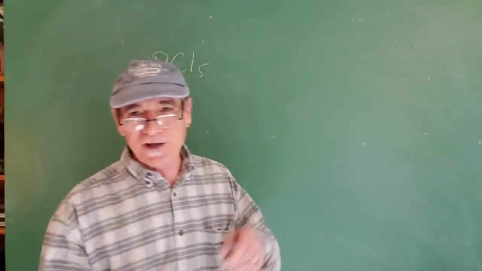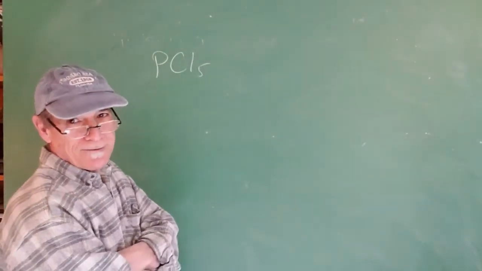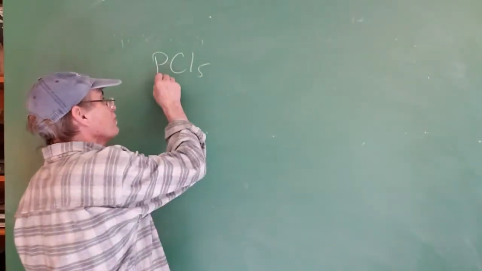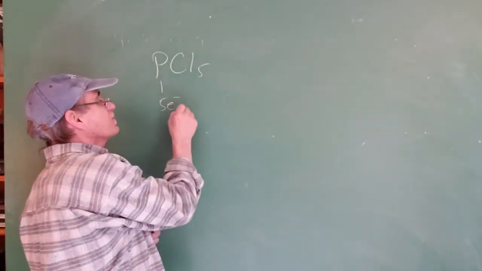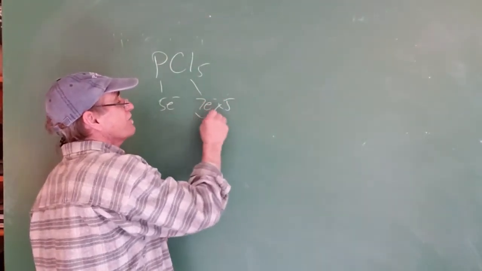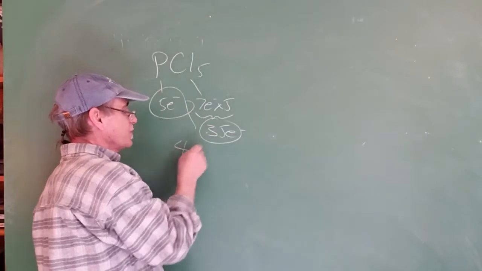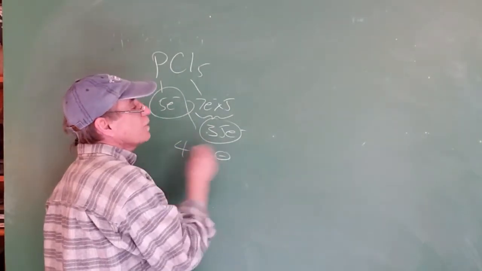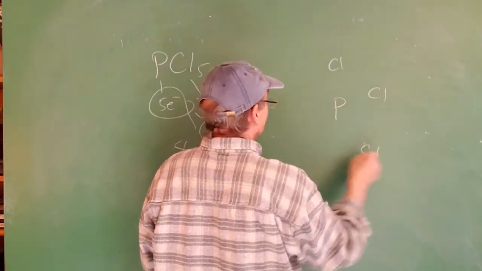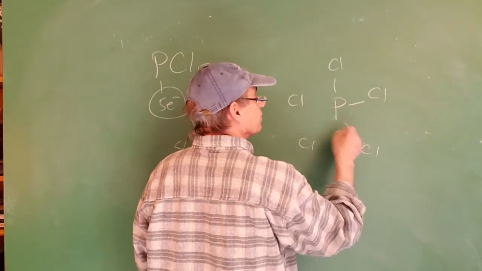Well, here's a perfect example to start with an expanded octet. It's phosphorus pentachloride. If we just draw the Lewis structure for it, phosphorus has 5 electrons in group 5. The chlorine's got 7, and there's 5 of them. That's 35 electrons. This thing has 40 electrons in its picture. If I put the phosphorus in the middle and the chlorines all around it, you see where this is headed. Because as soon as I put the spokes in, I've disobeyed the rule of 8.